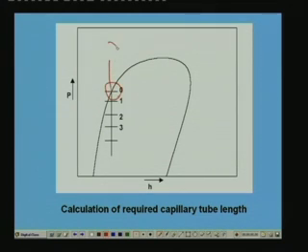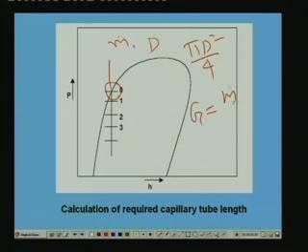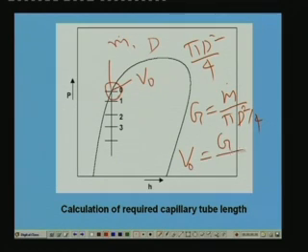At this point, as I said, I know the mass flow rate of the refrigerant, and I am assuming some diameter of the capillary. So I know the cross section area, that is pi d square by 4, the cross section area of the capillary tube. So I can find out the mass velocity G, which is nothing but m dot by pi d square by 4. I can also find out the velocity at the inlet, that means at this point V naught. V naught is nothing but mass velocity divided by density at inlet, rho naught.